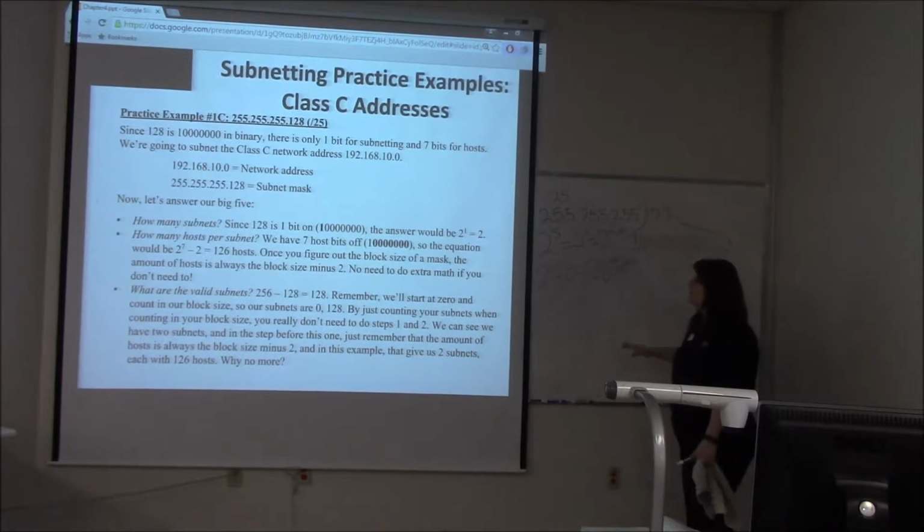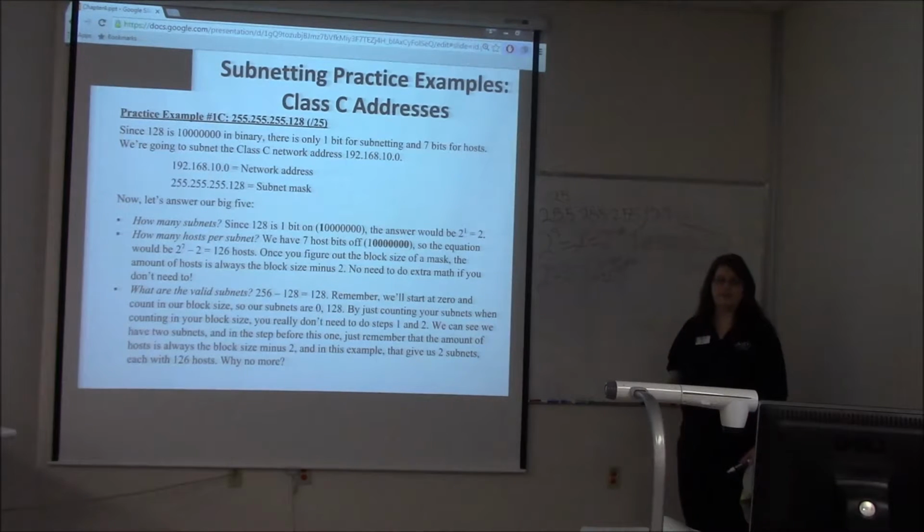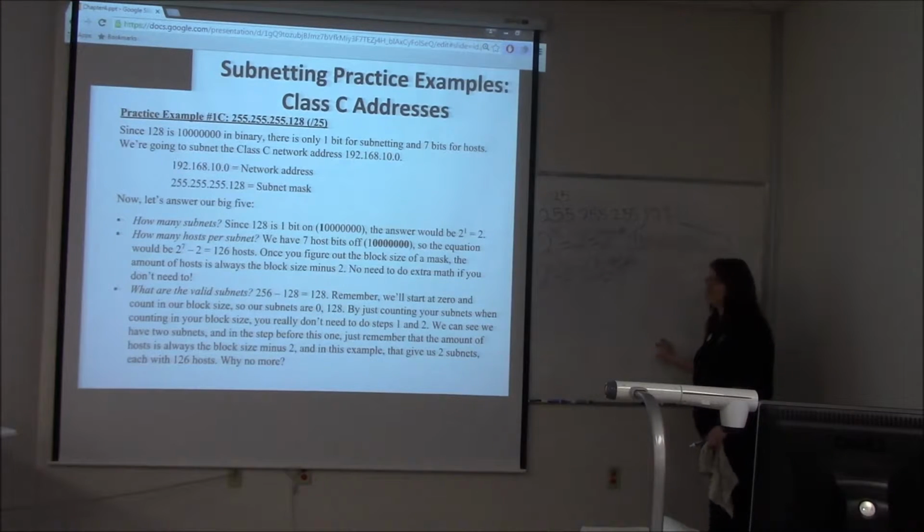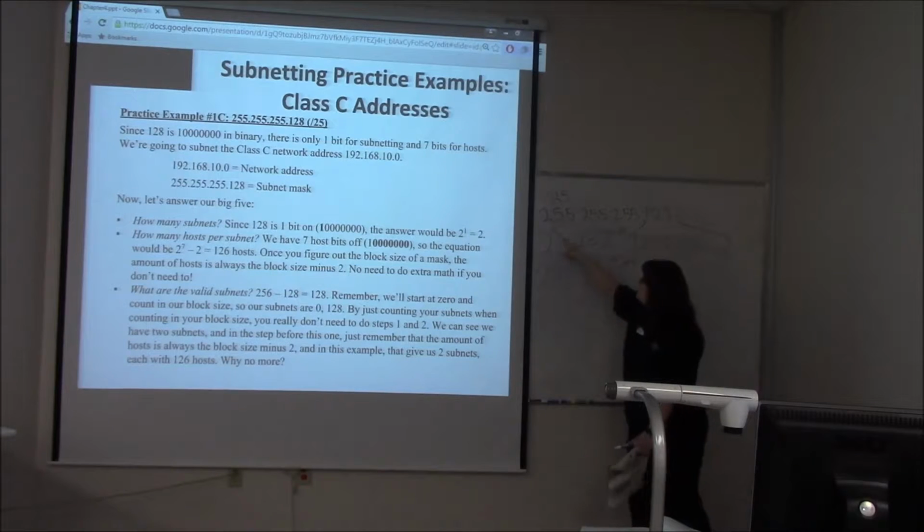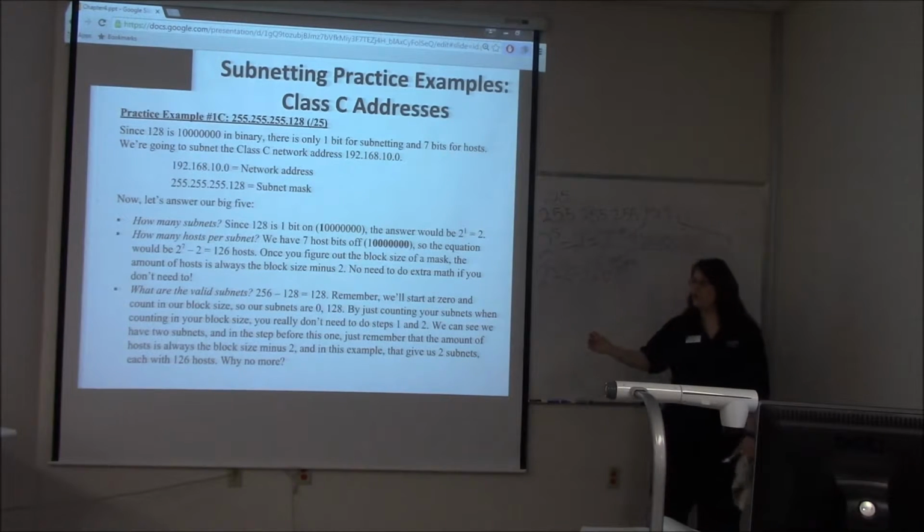So, the only thing that changes is what your addresses look like. We'll get into that in a second. But that's the only thing that changes. This math of this binary and using the 2 to the S, 2 to the H minus 2, it always ends up the same.